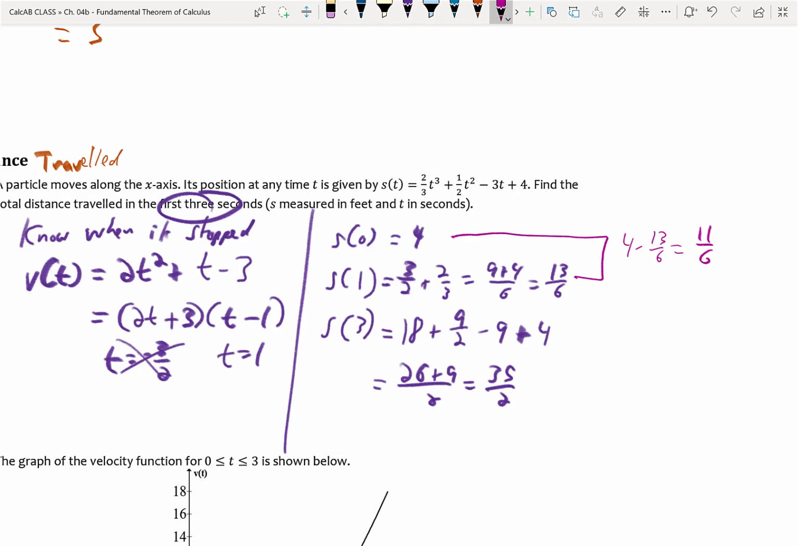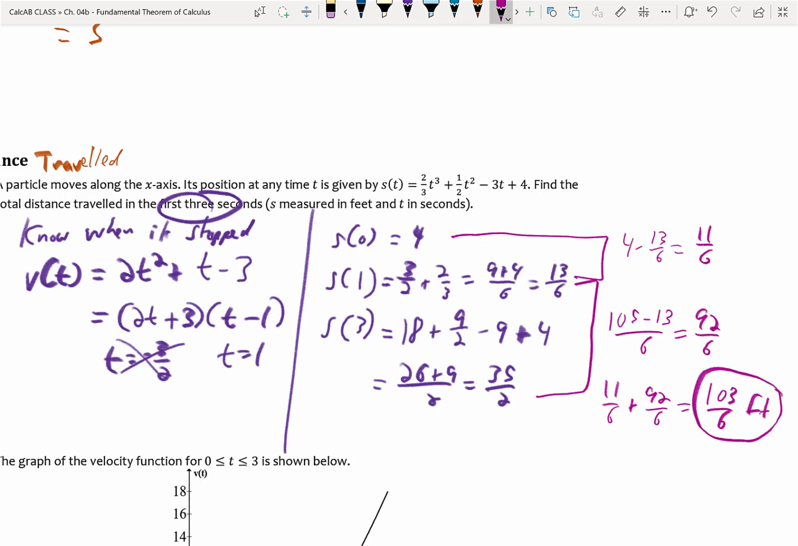And then I will draw it again between the 13/6 and the 35 halves. 35 times 3 is 105. So 105 minus 13 over 6, or 92/6, which I'm not going to put into thirds just yet. You see why? This is the difference between the one, this is the difference between the other, and the sum of those is the total. And it actually says S is measured in feet, so we'll put that feet unit on the final. Make it all good.